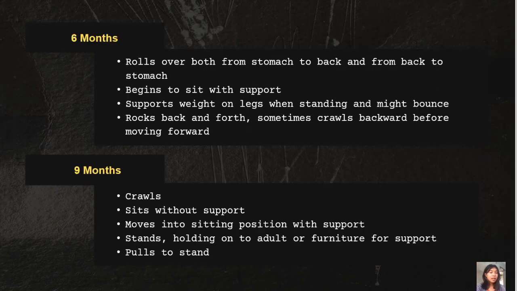In 6 months, infants can roll over both from stomach to back and from back to stomach, begin to sit with support, support weight on legs when standing, and can rock back and forth, sometimes crawling backward before moving forward. At the age of 9 months, they can crawl, sit without support, move into sitting position with support, and can stand by holding onto adults or furniture.